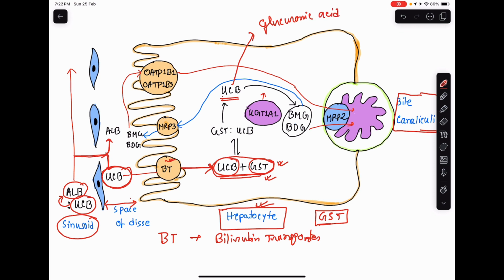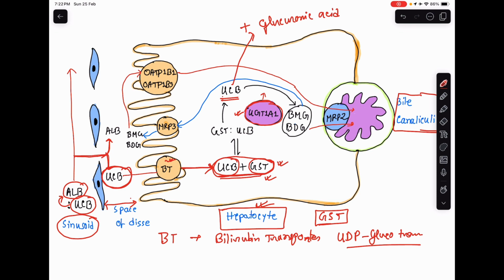Okay, and this conjugation is known as the conjugation reaction. This conjugation reaction is catalyzed by this enzyme. What is this enzyme? This is UDP glucuronosyl transferase enzyme.